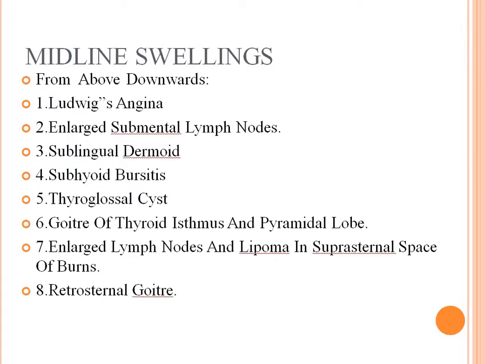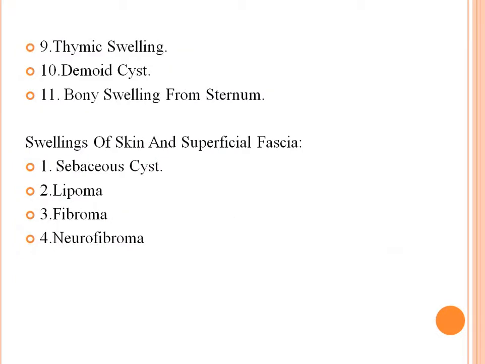Again we review it. In the midline swelling, they are from above downwards. There is a Ludwig angina, there is enlargement of the submental lymph nodes, sublingual dermoid, subhyoid bursitis, thyroglossal cyst, goiter of the thyroid isthmus and the pyramidal lobe, enlarged lymph nodes and lipoma in the suprasternal space of Burns, retrosternal goiter. Then comes the thymic swelling, dermoid cyst, bony swellings from the sternum. The swellings of the skin and superficial fascia: sebaceous cyst, lipoma, fibroma and neurofibroma.